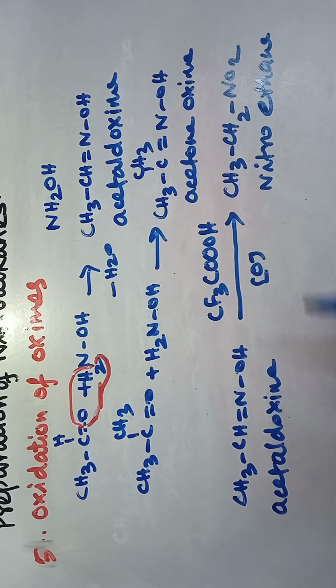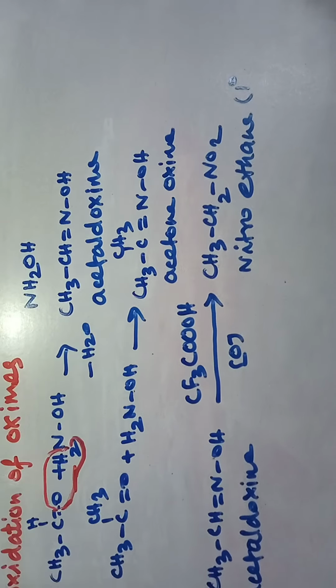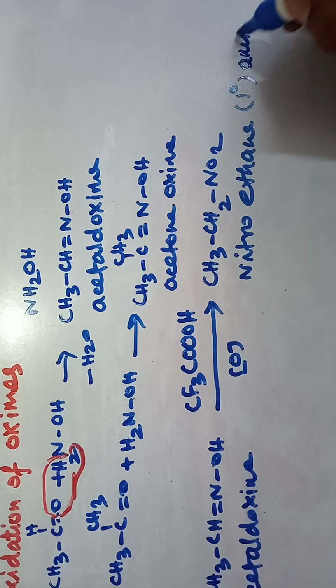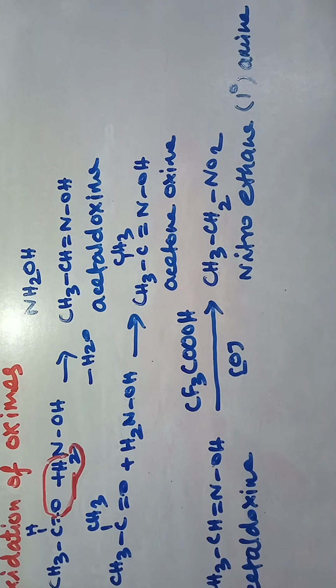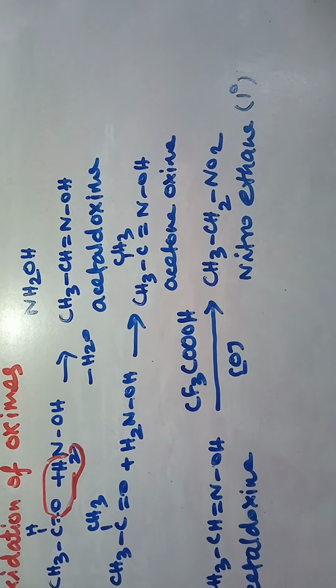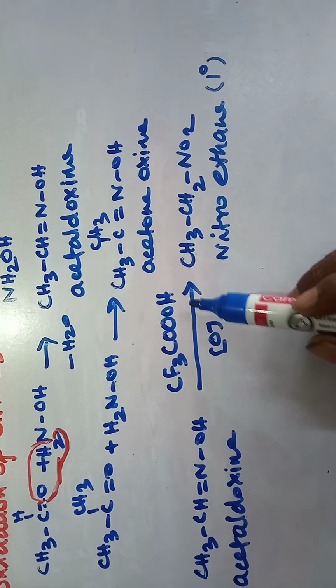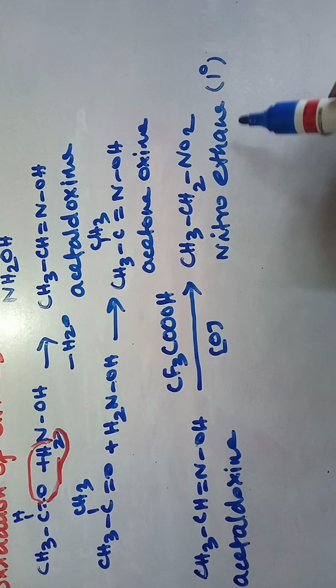So acetaldioxime on oxidation with trifluoroperoxyacetic acid gives nitroethane. It is a 1 degree nitro compound, a primary nitro compound. Okay. We are taking the acetaldioxime on oxidation with trifluoroperoxyacetic acid. It gives nitroethane. It is a 1 degree nitro compound or primary nitro compound.